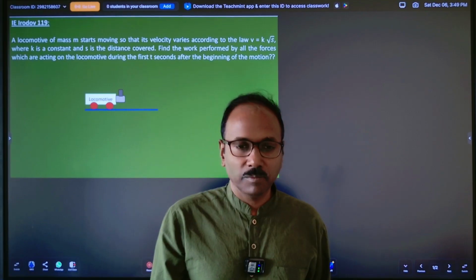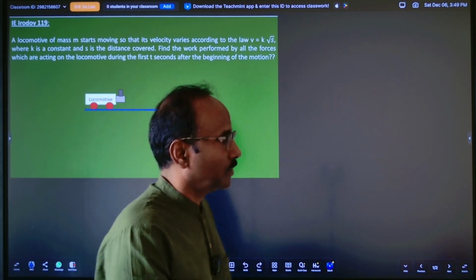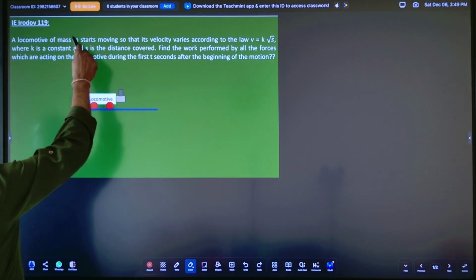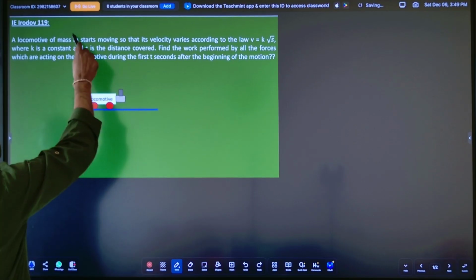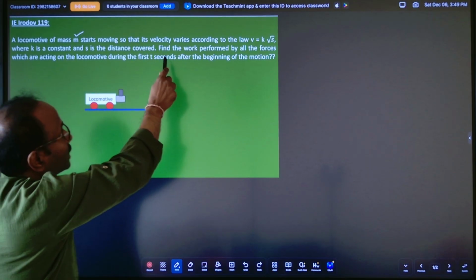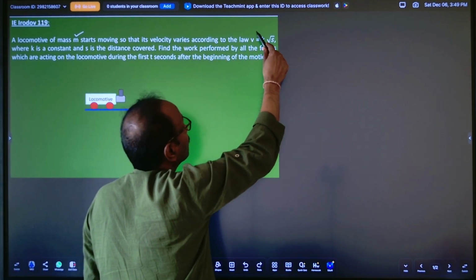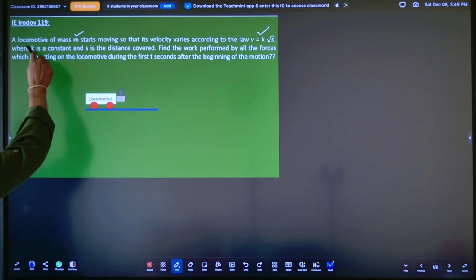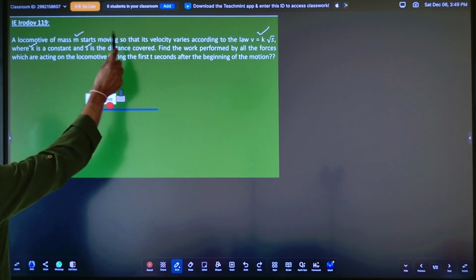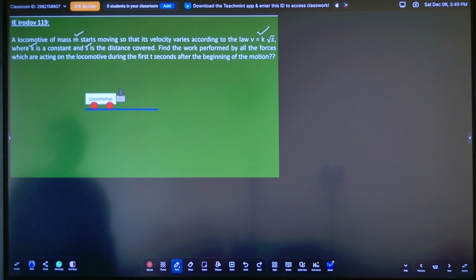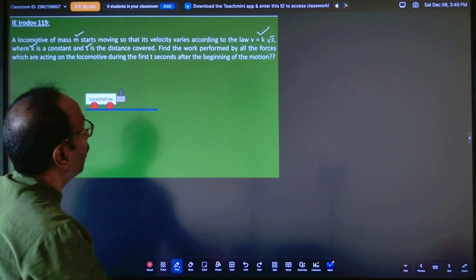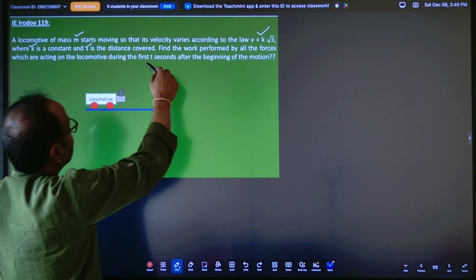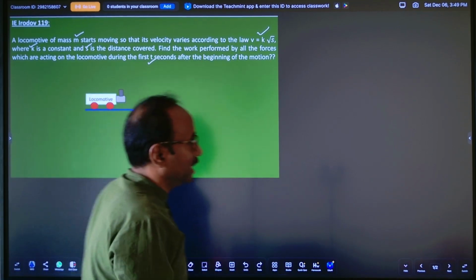Let us look into the problem. This is from Irodov. A locomotive of mass m starts moving so that its velocity varies according to the law v is equal to k root s, where k is a constant and s is the distance covered. Find the work performed by all the forces which are acting on the locomotive during the t seconds after the beginning of the motion.